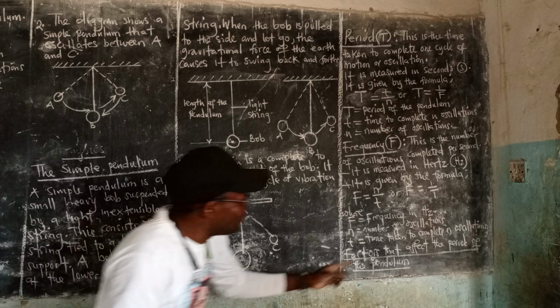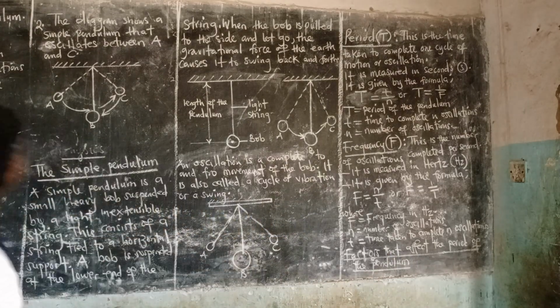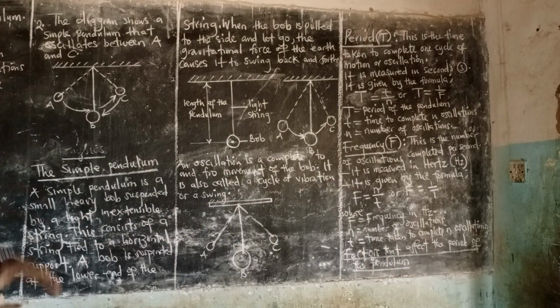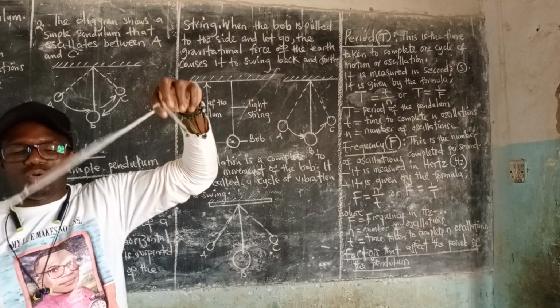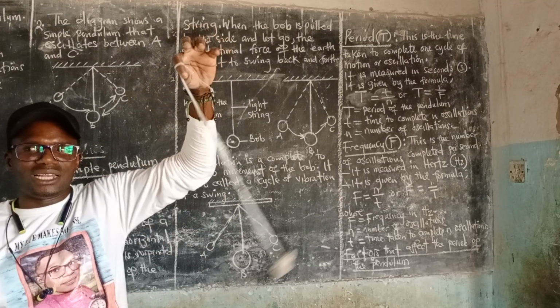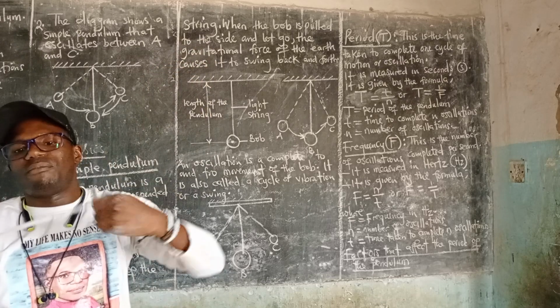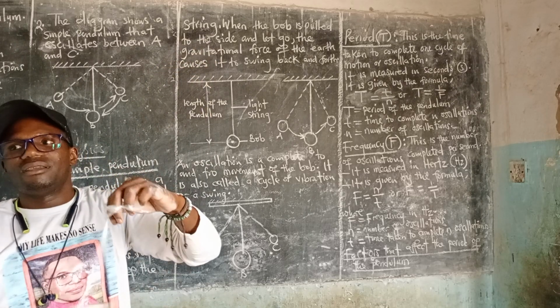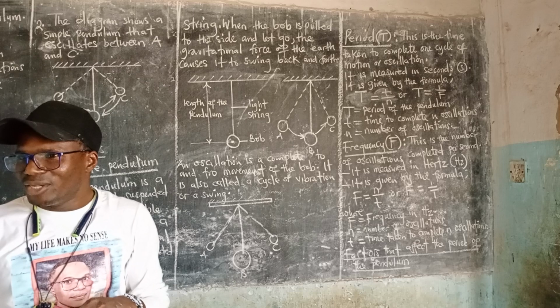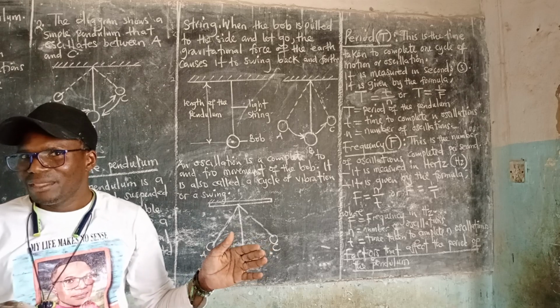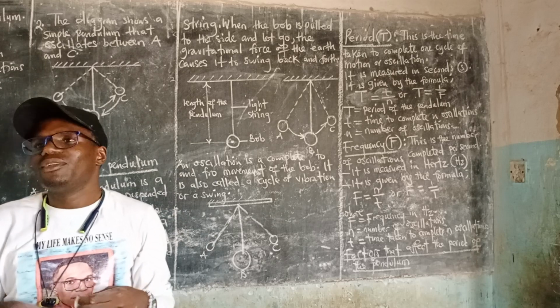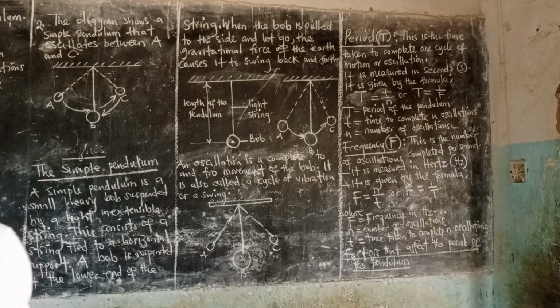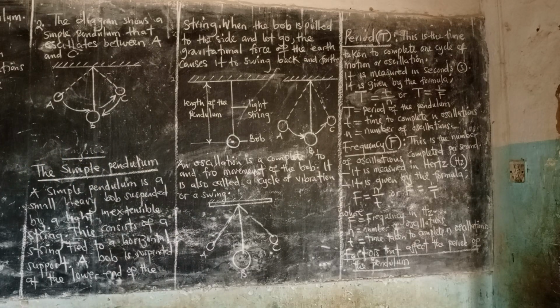Now, the factors that affect the period of the pendulum. One of the factors is the length of the pendulum. Now look at this, you should notice what is happening here. What do you think, is the time faster when it is longer or when it is shorter? Shorter.